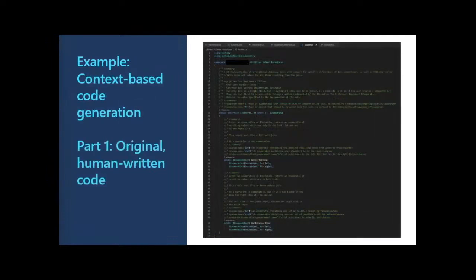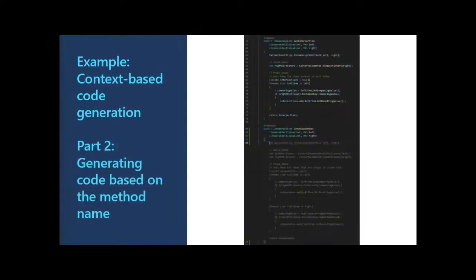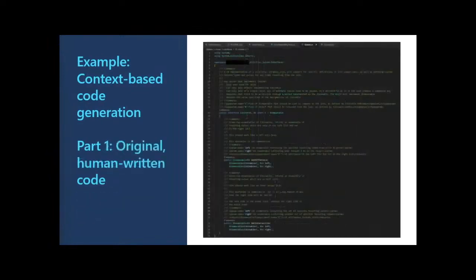Here's an example that I took from a larger project. Here's part one. It's the original human written code. This is what I called a hash joiner. It's a C# implementation of a relational database join with specific definitions of join comparisons.